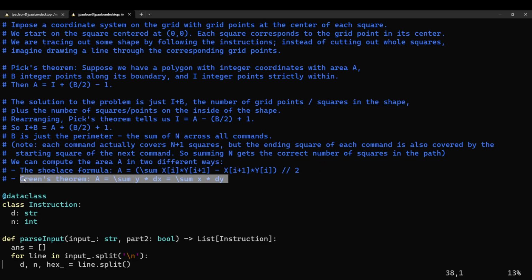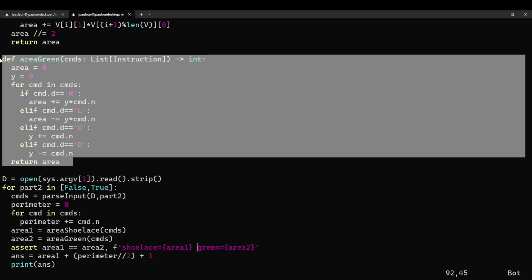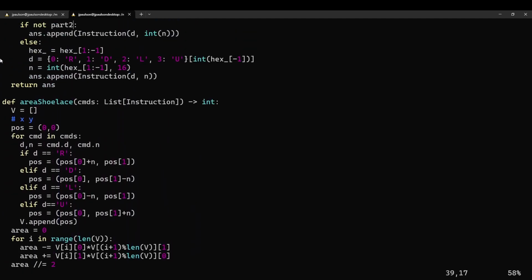I think this is a really slick way of doing it, which I guess is a simple application of a pretty advanced theorem called Green's theorem. But what it amounts to is you walk the path, keep track of your y-coordinate, and whenever you go right, add your current y-coordinate times n. Whenever you go left, subtract your current y-coordinate times n. And that's it, which is a really simple way to find the area. So I think that's pretty cool.